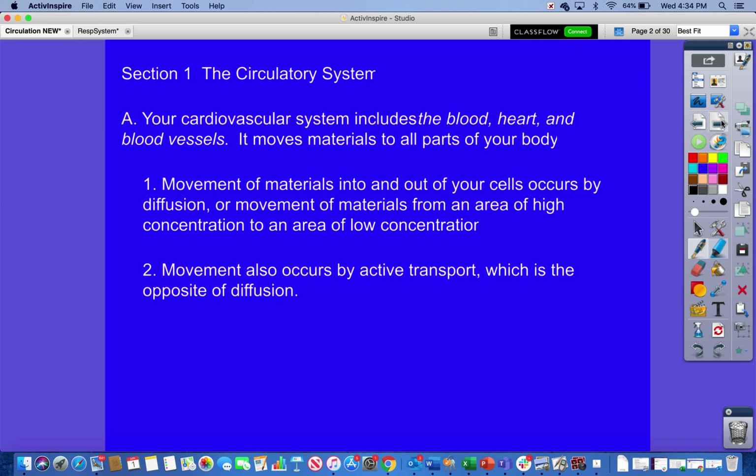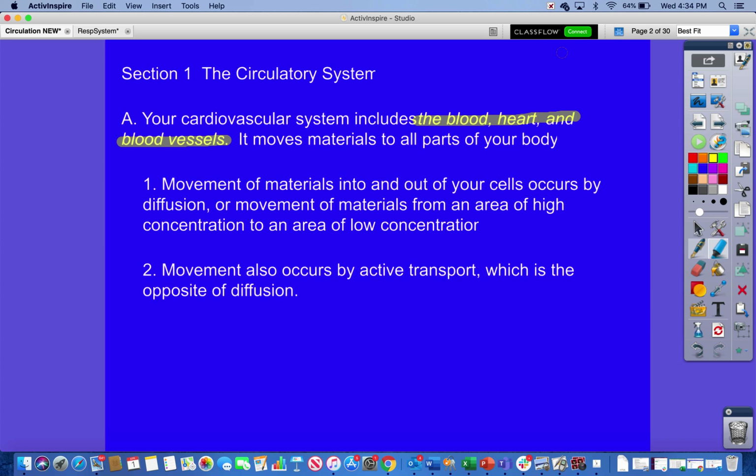So what is your circulatory system? Well, I put your cardiovascular system or your circulatory system is made up of three things: the blood, the heart, and the blood vessels. Now we're going to break down each of these in part today and in part in your next video. But the main thing that your circulatory system does is move stuff to every area of your body.